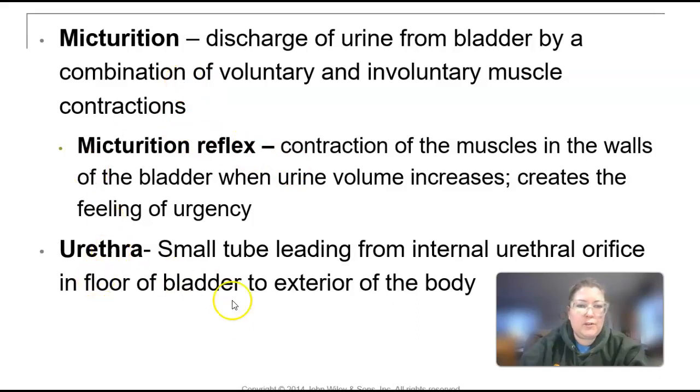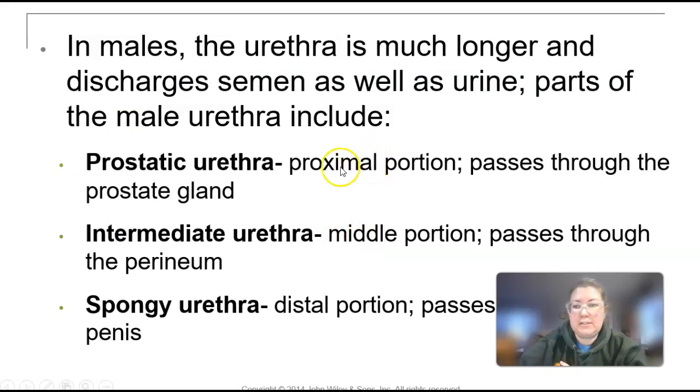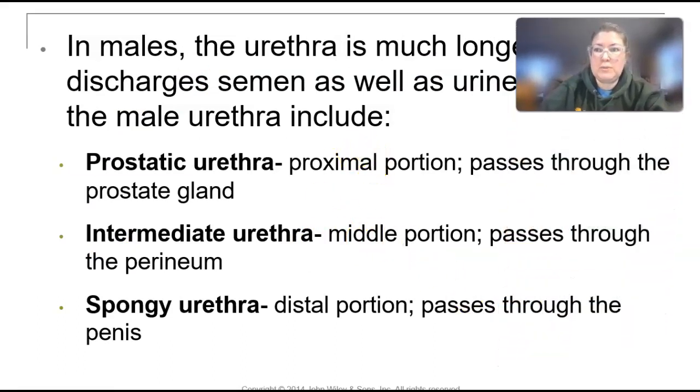That small tube is called the urethra, and as we talked about before, it's going to be very different in males versus females just because of the merging of the urinary and reproductive systems in males. So in males, because it is so much longer and it actually passes through several different structures, we classify it into different regions. Prostatic, when it's passing through the prostate gland, that's the most proximal region right after it begins and originates in the bladder.